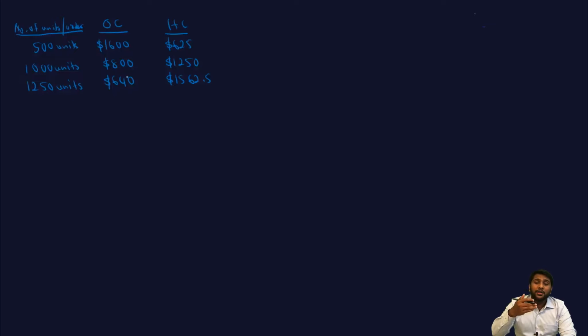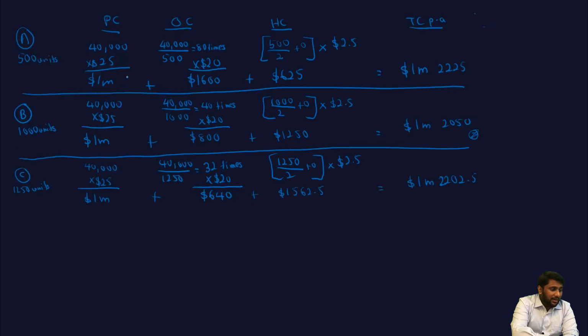Why is your ordering cost decreasing? When you order a higher number of units, the number of times that you will have to place the order will get reduced. If the number of times gets reduced, your ordering cost also will get reduced. Here, if you order 500 units, 80 times. If you order 1000 units, only 40 times. If you order 1250 units, only 32 times.